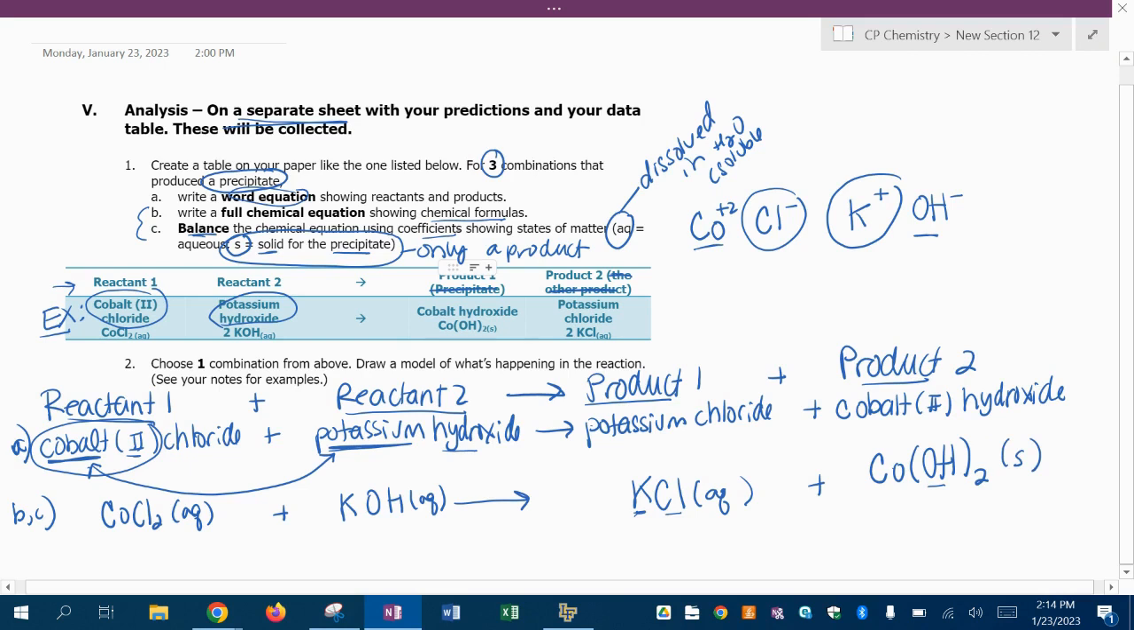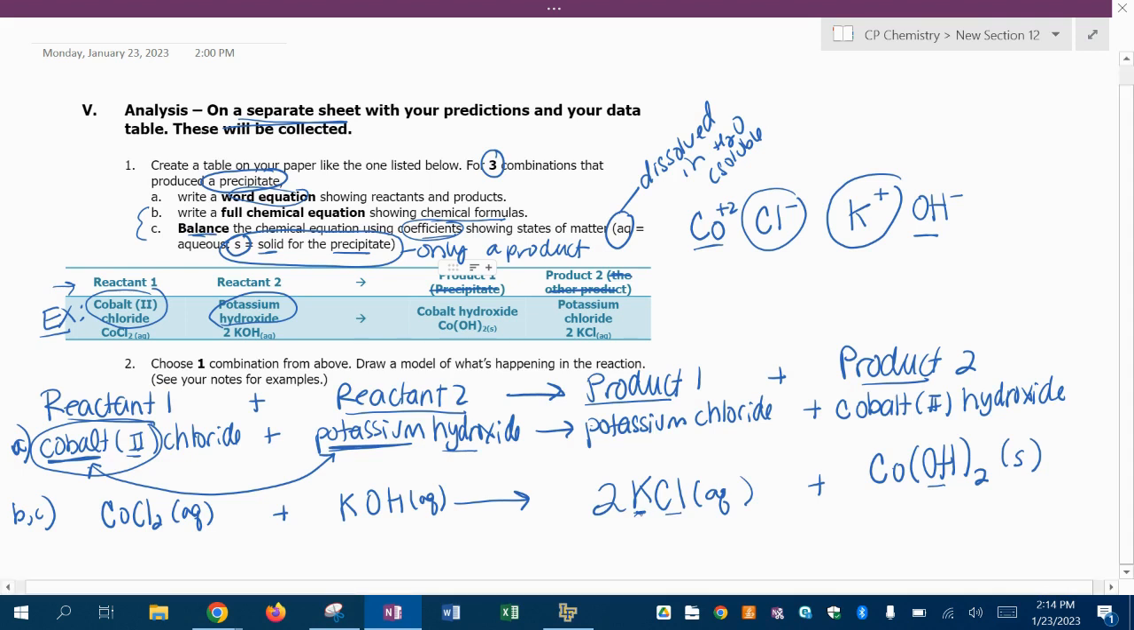Now the final thing says make sure we balance this using coefficients. So let's do that. We have 1 cobalt on the reactants, 1 on the product, so that's balanced. Chlorine, 2 chlorines on the reactants, but only 1 on the product. So I'm going to put a coefficient of 2 in front of potassium chloride. Remember, don't add subscripts. That's only to get the charges to balance. Now we're balancing the equation, so we use coefficients.